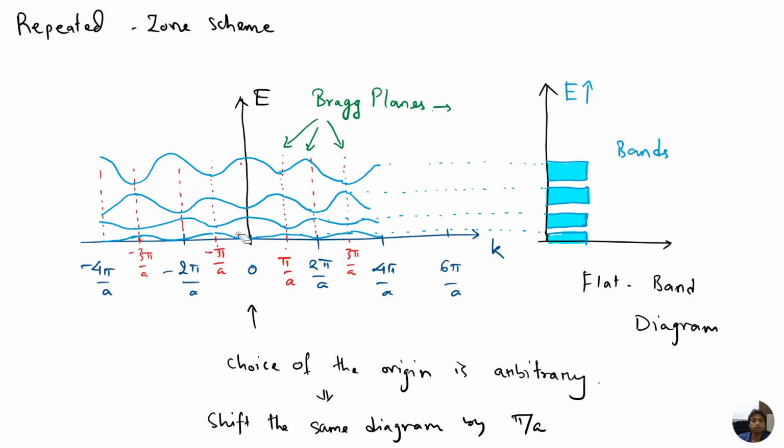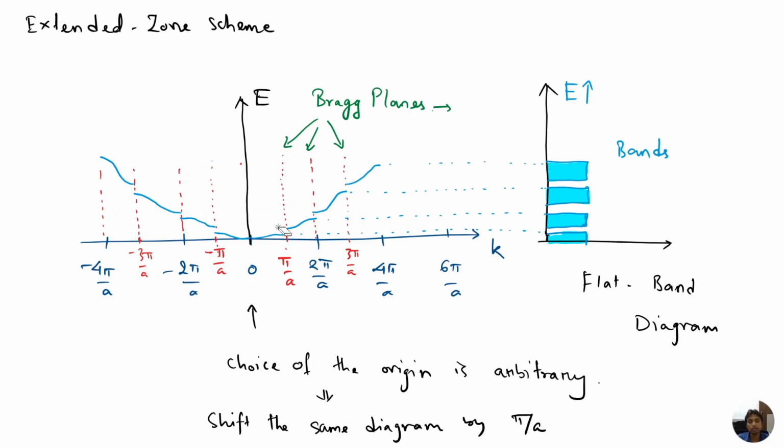So this is your first band, second band, third band and fourth band. Since the choice of the origin is arbitrary, we can shift this diagram by 2 pi by a. Why 2 pi by a? Because our lattice spacing in the reciprocal space is a multiple of 2 pi by a.